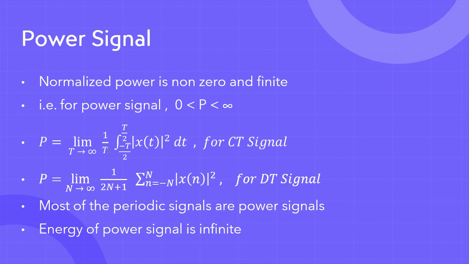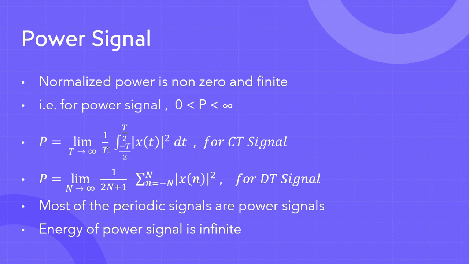Now we take the limit T tends to infinity. When we take this limit, the average will be calculated over the entire time range, from minus infinity to infinity. So what did we do? We took the average of energy from minus infinity to plus infinity. Remember, initially I told you power is the time average of energy. This is how you find the power of a continuous time signal.